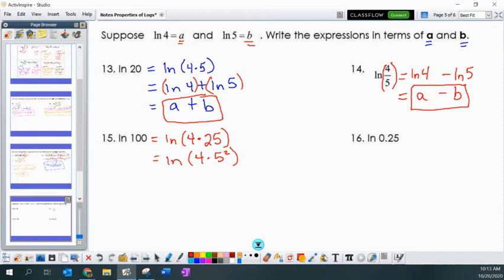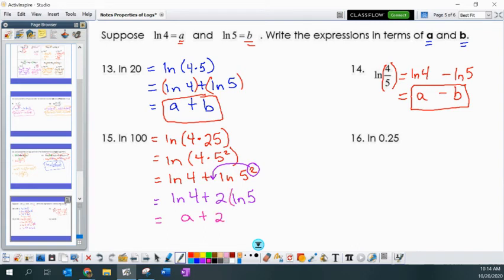This is the log of a product, so the log of a product is the sum of logs. I can split that into the natural log of 4 plus the natural log of 5 squared. Then I have to use the fact that we have an exponent, so we can bring that out front. So that's just going to be the natural log of 4 plus 2 times the natural log of 5. They said the natural log of 4 is just a, so I can substitute a in for it, plus 2 times, they told us the natural log of 5 is just b, so I can substitute b in there. So that would be a plus 2b.